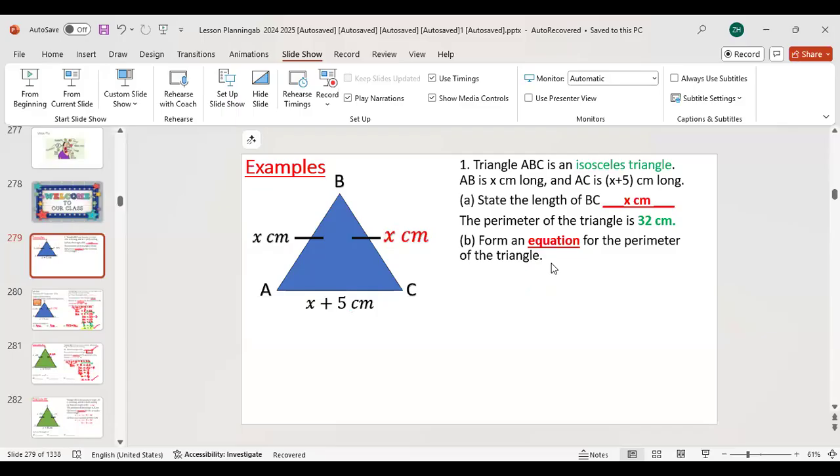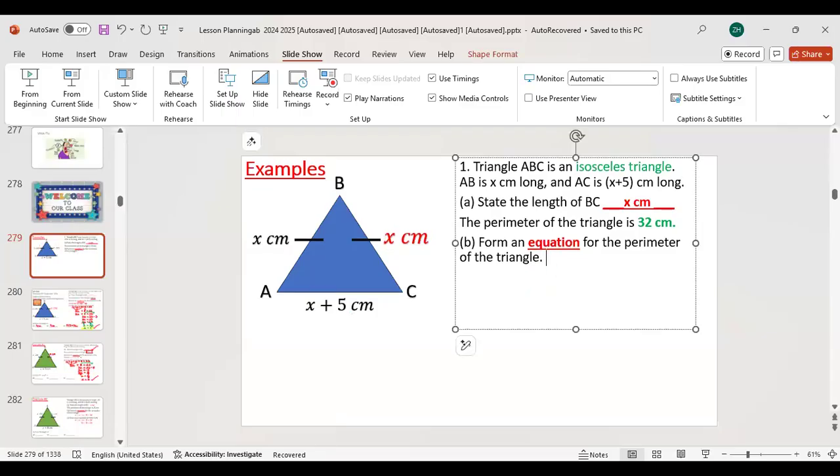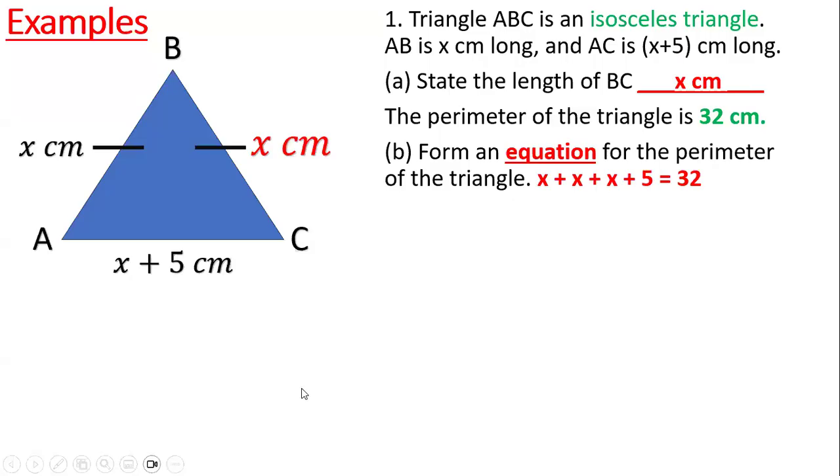So let me go ahead and erase this and put it in a simple way. So again, we have X plus X plus X plus 5 is equal to 32. Right? And that's how we're going to get that. Any questions so far on what we have done? Let me know, please.